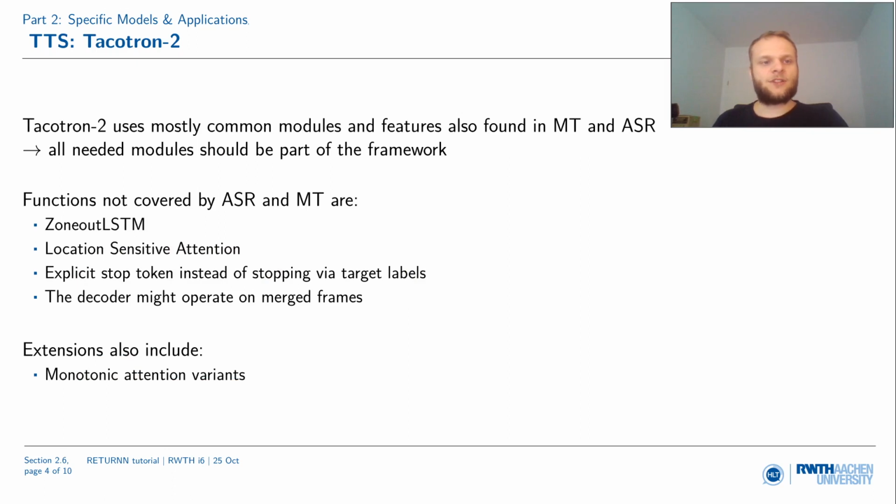While it was not too difficult to implement Tacotron 2 in RETURNN, as most of the modules are also found in MT and ASR, we had to add some changes. The functions that were not covered already in ASR and MT were, for example, the zoneout LSTM implementation, changes for the location-sensitive attention, adding the explicit stop token instead of stopping via target labels, and that the decoder might operate on merged frames. Also, if we want to do feature extensions for Tacotron 2, there are a lot of monotonic attention variants that also need to be considered.